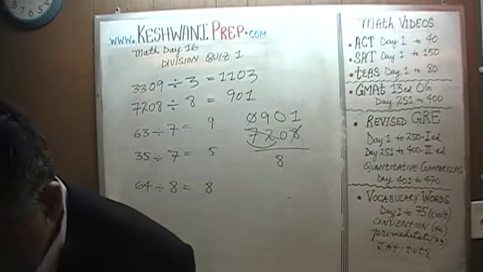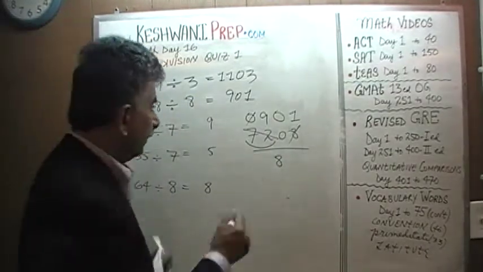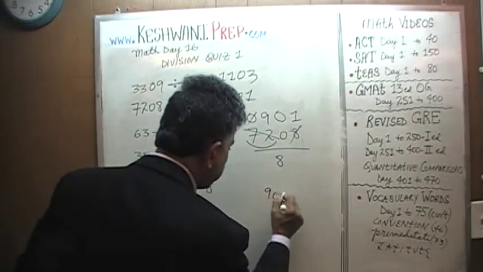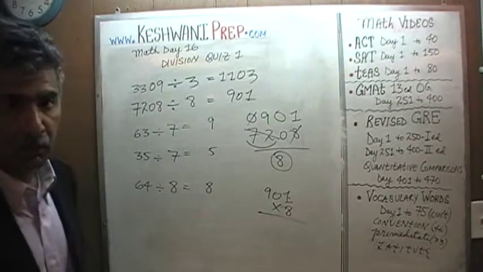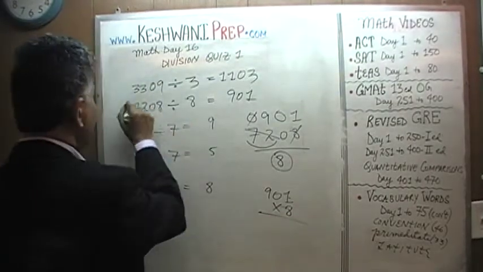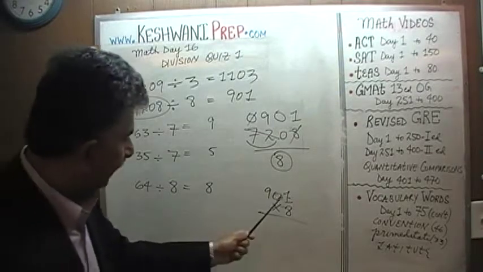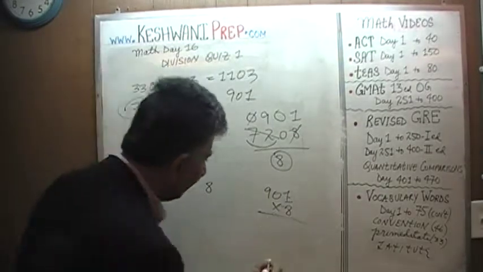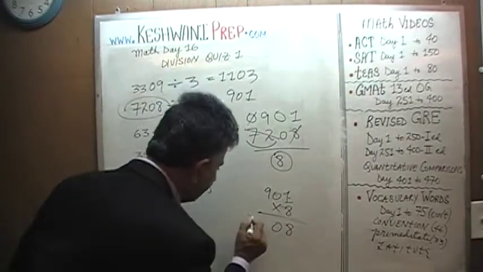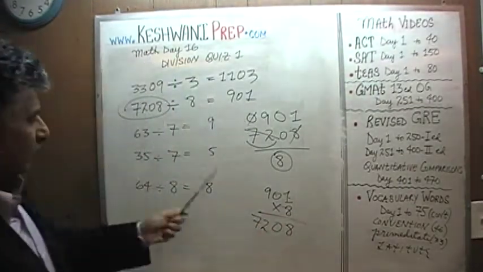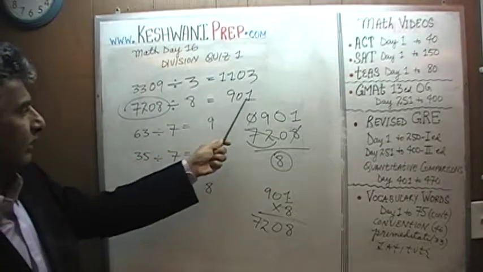How would we verify it? How do we verify a division answer? Well, we take our answer, 901, multiplied by 8. As long as we did our work properly, we should get back what we started out with, 7,208. Let's see what we get. 8 ones are 8. 8 times 0 is 0. And 9 8s are 72. There you go. That was the correct answer. 7,208 divided by 8 is 901.